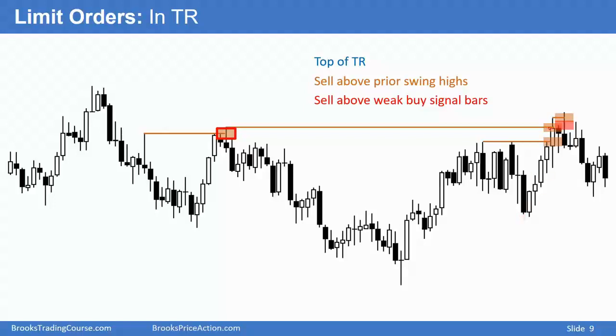The same is true here. We're getting a bull breakout, but again, a bear bar. This bar has a prominent tail on top as it's breaking above this prior lower high. It's a lower high compared to the top of the bear trend. Traders expect this is a bad buy signal bar, a bad bull flag. They'll place a limit order to sell at the high of this bar, and they'll get filled right there.